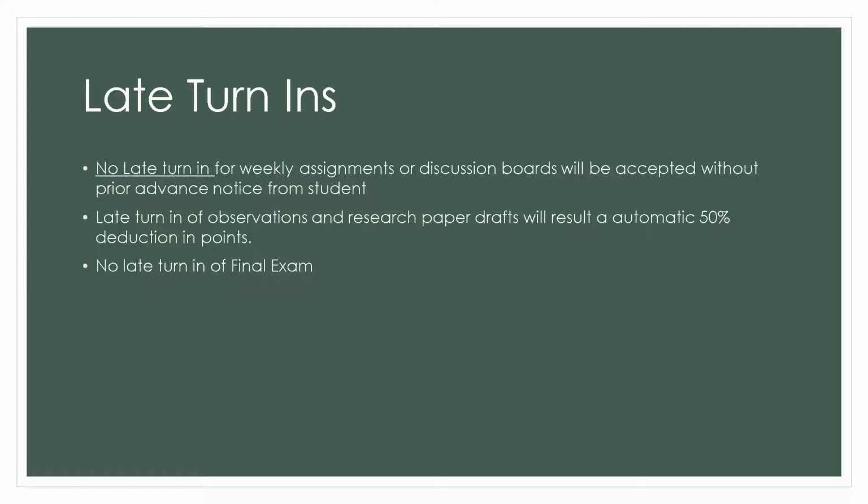As far as a late turn-in for your 2 observations, and then for your research paper rough draft and your research paper final draft, anything that you turn in late will be an automatic 50% deduction in points. So you're automatically not going to pass it. You should probably turn it in to make up those points, because that can help you later on in the semester. But if you need to turn it in late, it's an automatic 50% deduction in points, and it still needs to be turned in within 2 weeks. Once again, if you are giving me prior advance notice of an emergency or an emergent situation that is impacting your ability to turn this in, if you let me know ahead of time, then I can work with you.